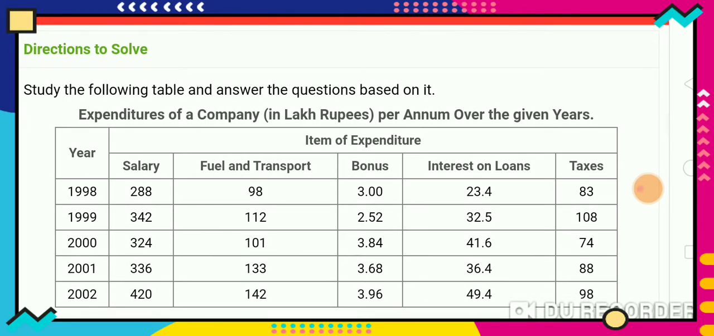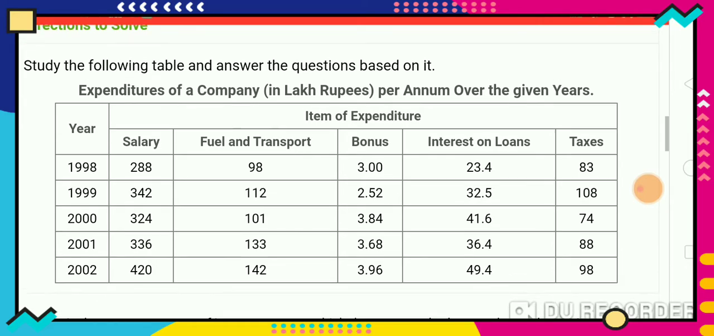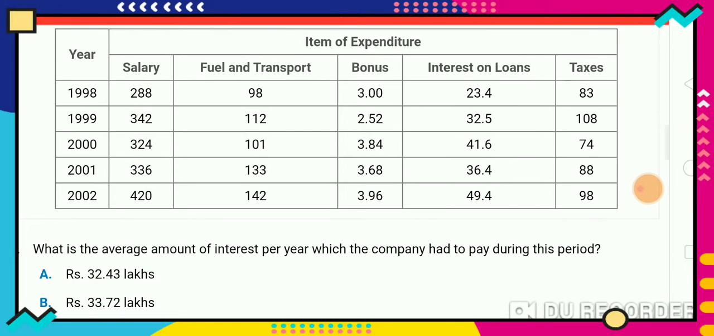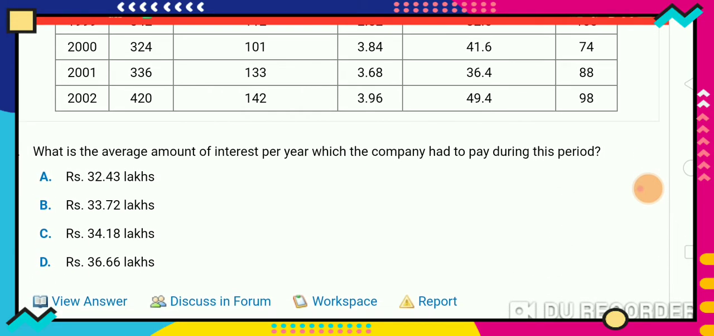First question, you should know the concept on this. Study the following tables and answer the questions based on them, guys. What is the average amount of interest per year which the company had to pay during this period? That is the first question, guys.